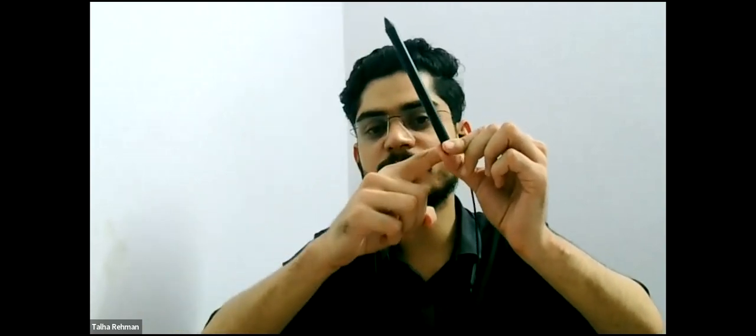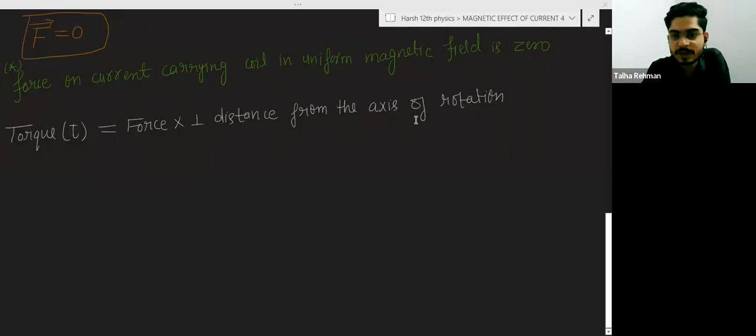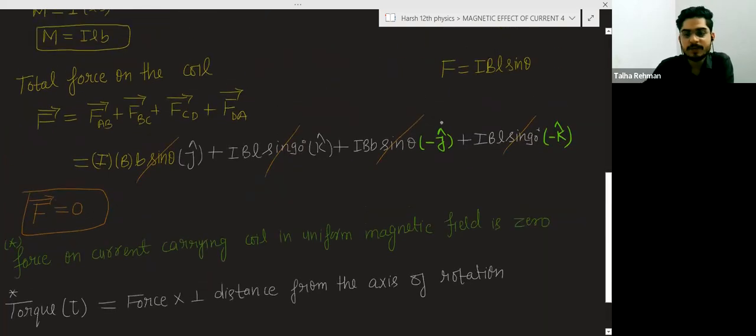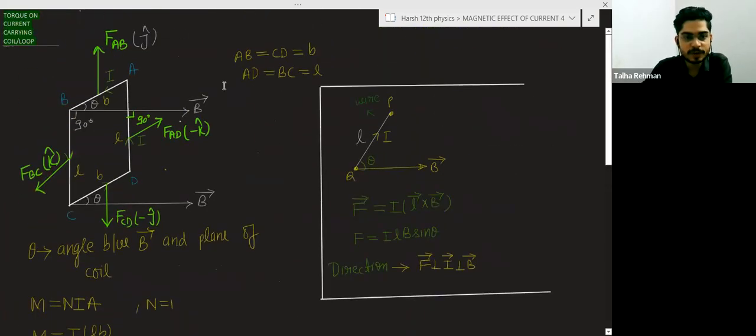Suppose I am applying a force F in this direction, and this coil is rotating from this point. So torque will be this force and this perpendicular distance. This distance is the perpendicular distance of the force from the axis of rotation. So torque is force into perpendicular distance from the axis of rotation. Now we will see if the torque is generated or not.